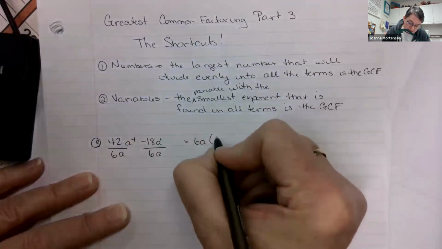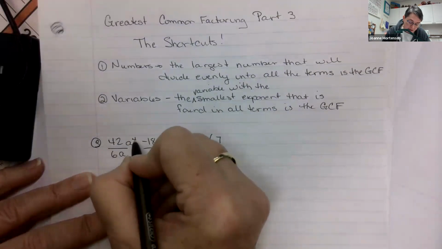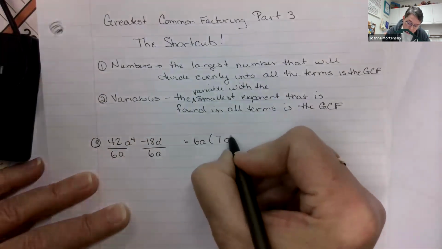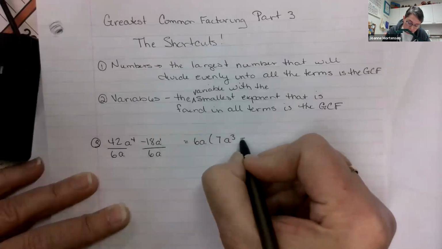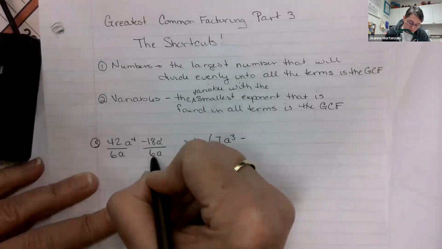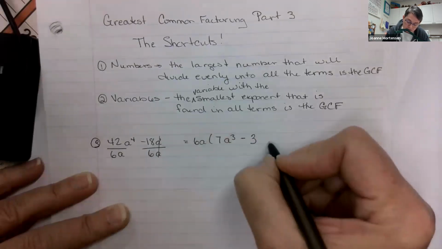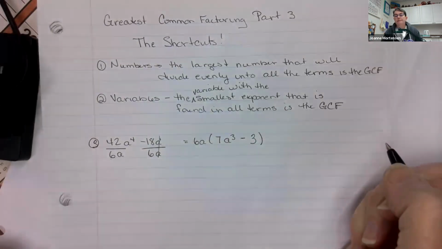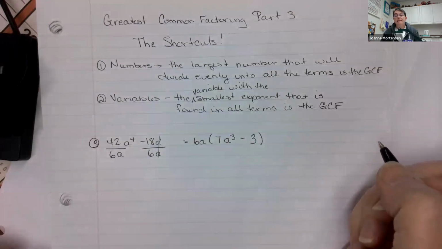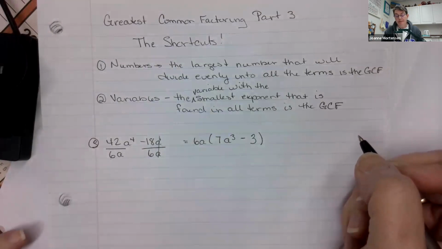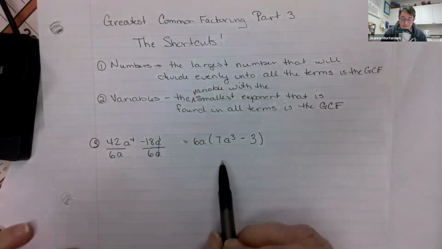42 divided by 6 is 7. a to the 4th divided by a to the 1st is going to give me a cubed. And then I bring my sign along. 18 divided by 6 is 3. And the a's cancel out. And boom, we're done. It's slick. It works pretty good.